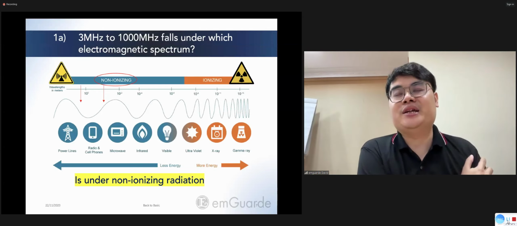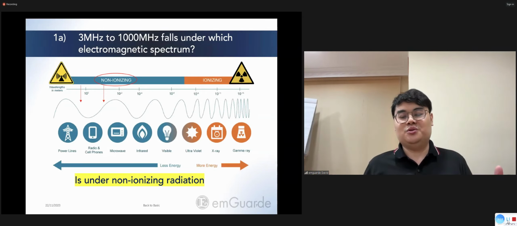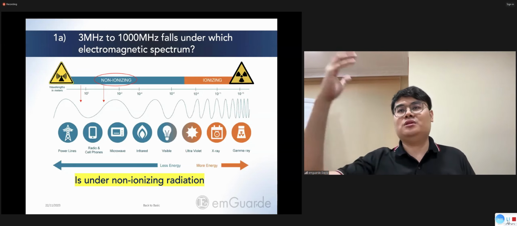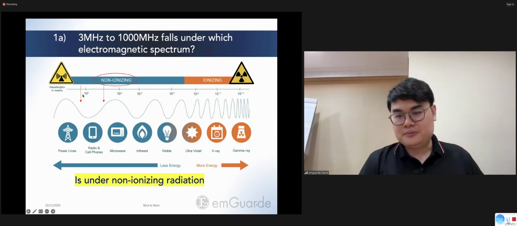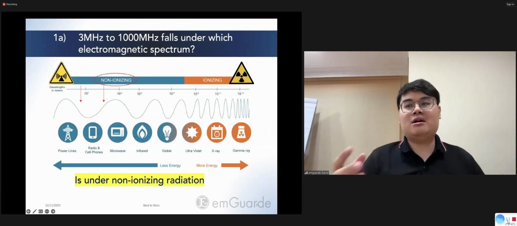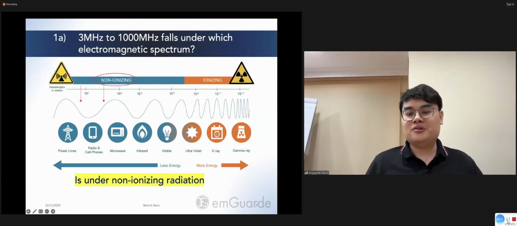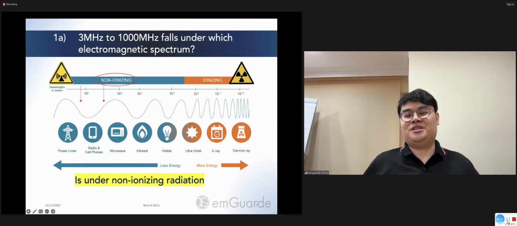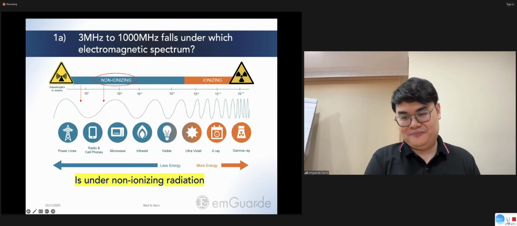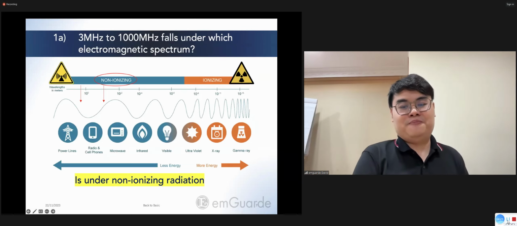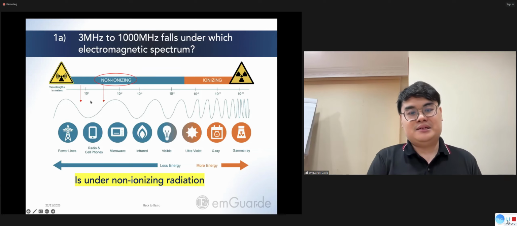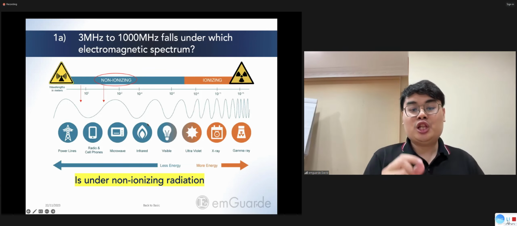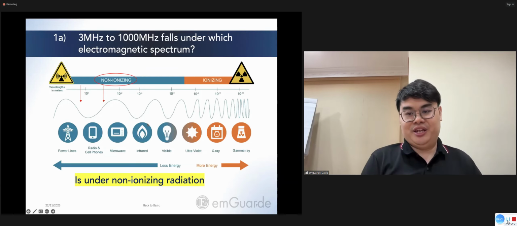Professionals like engineers will begin to question you: how come when I do the testing with some other detectors measuring signals, the detectors are not responsive towards emGuarde's suppression technology? Because when we say that emGuarde suppresses all types of electromagnetic radiation, that is a false statement. To put everyone into perspective, emGuarde suppresses the non-ionizing radiation.